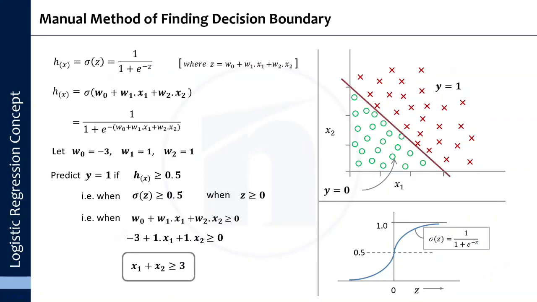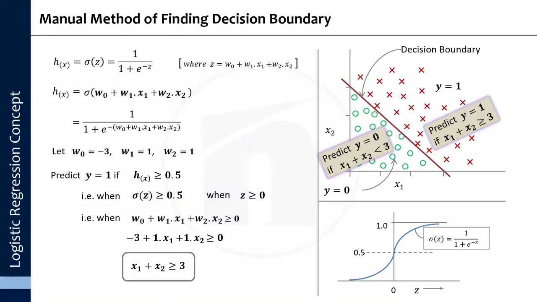So when a new point comes, based on whether the value is greater than 3 or not, if it is on the other side of the boundary, we predict that there is pneumonia, and if it is on the green side of the boundary, we'll predict that there is no pneumonia. So this is how it works.